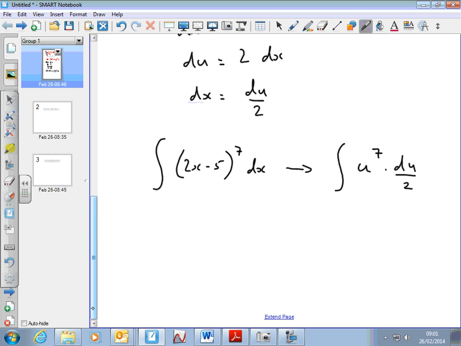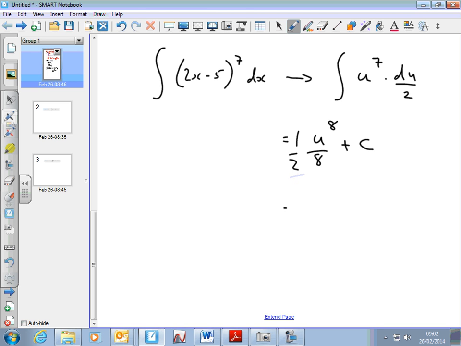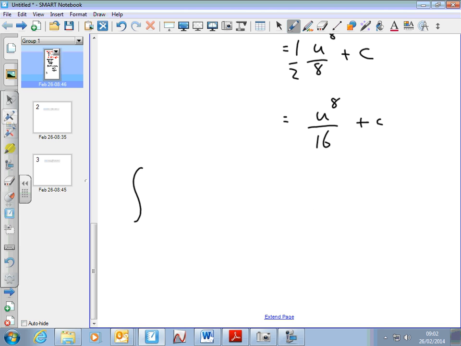Now we can do it. That's the standard integral. We just add 1 to the power, divide by the new power. So it equals u to the 8 over 8 plus c, over 2, don't forget. So it's a half because we've got that 2 underneath here. So this 2 goes underneath, so a half of u to the 8 over 8, and 2 times 8 is 16, so we end up with u to the 8 over 16 plus c. And then the final thing is to replace u with what we said it was, which is 2x minus 5. So the integral of 2x minus 5 to the power 7 with respect to x is 2x minus 5 to the power 8 over 16 plus c.